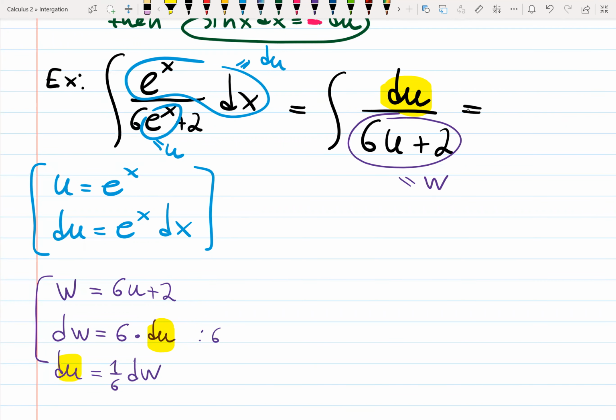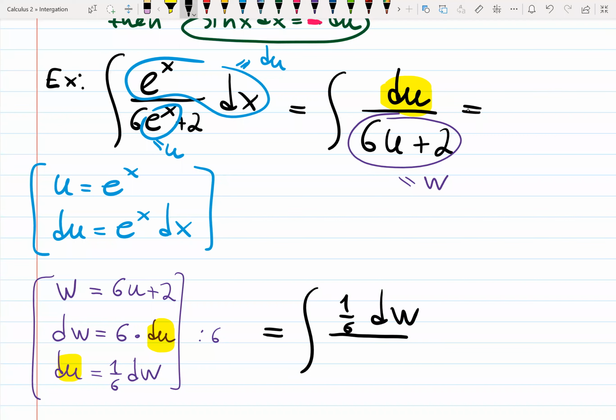So I'm plugging the first equation and the third equation into my integral. The integral becomes du is, see in yellow, 1/6 dw. Usually I kick out 1/6 right away. And then the whole denominator becomes w. Stare at it for a second to see if you see how to integrate this. What do you think about that? One over six kicks out dw over w.